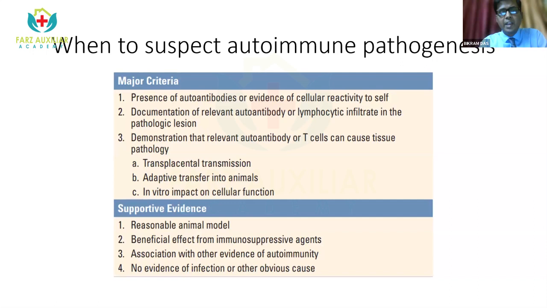The supportive evidence can be a reasonable animal model, or a beneficial effect of immunosuppressive agents, or an association with evidence of autoimmunity, or there is no evidence of infection or other obvious cause and the disease is responding to immunosuppressive agents. This is how we get the supportive evidence and we suspect autoimmune pathogenesis.